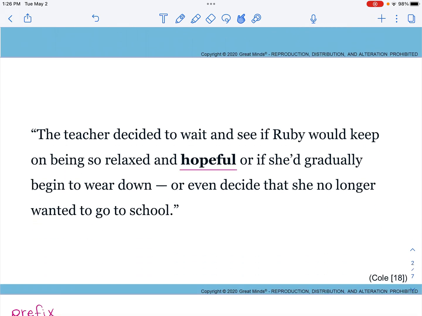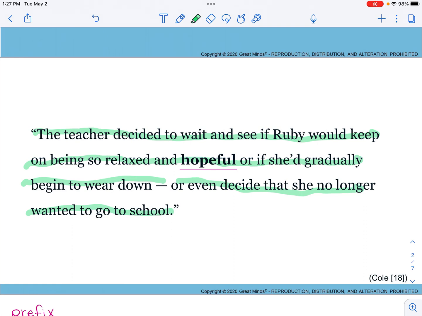We're going to start by reading this paragraph from page 18 of The Story of Ruby Bridges. As I read, I want you to think about what the underlined word means. The teacher decided to wait and see if Ruby would keep on being so relaxed and hopeful, or if she'd gradually begin to wear down, or even decide that she no longer wanted to go to school.